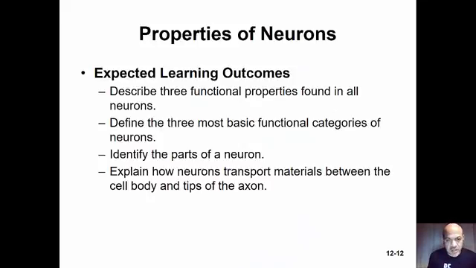For section 2, we're going to look at the properties of neurons. As a learner, we should be able to describe 3 functional properties found in all neurons, define the 3 most basic functional categories of neurons, identify the parts of the neuron, and then explain how neurons transport materials between the cell body and the axon.